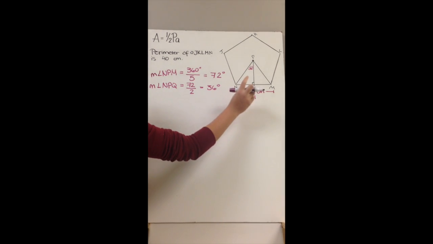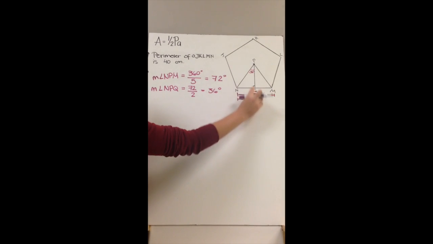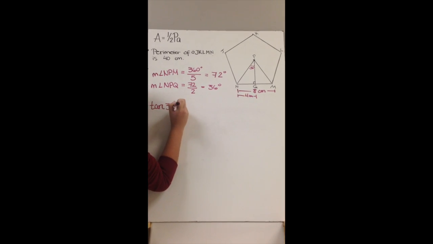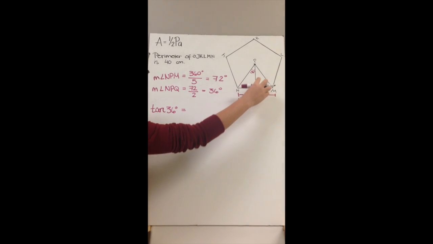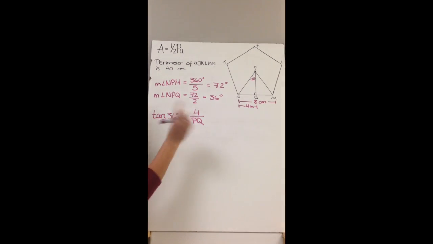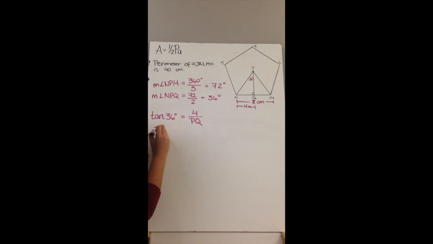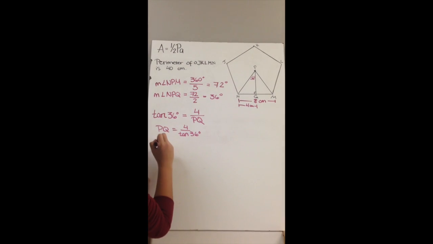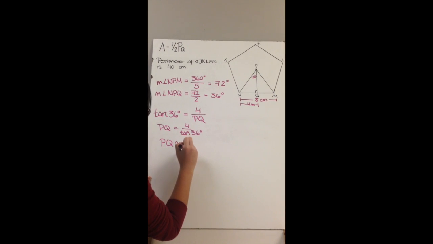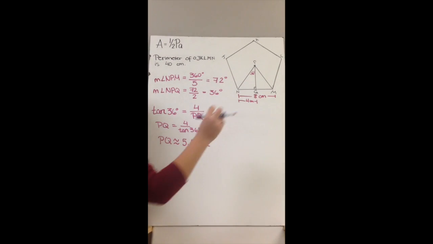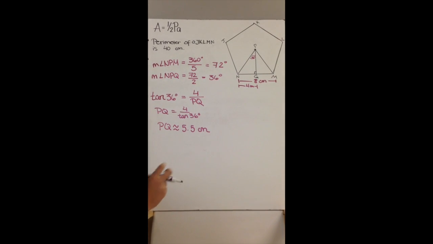Now we can use right triangle trigonometry to find the length of the apothem. So we say tangent 36 degrees is equal to opposite over adjacent, so 4 over length of PQ. Now if you solve this equation, you should get PQ equals 4 over tangent of 36 degrees. If you plug that in a calculator, you get PQ is approximately equal to 5.5 centimeters. So now we have the length of the apothem. Now we can use that to find the area of this polygon.